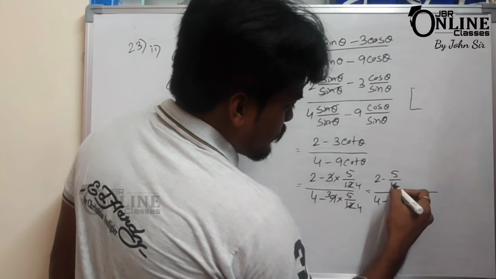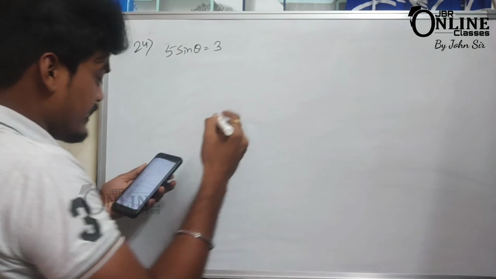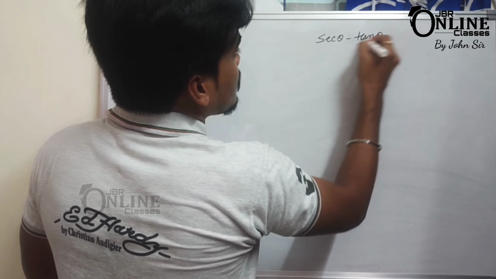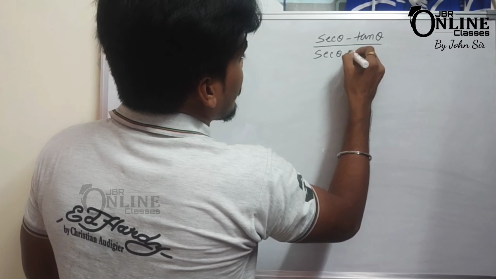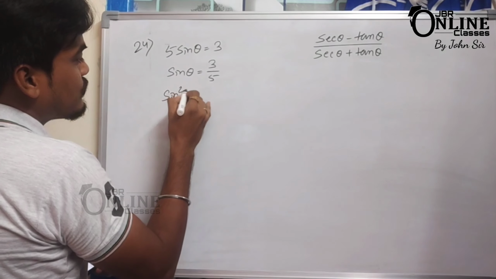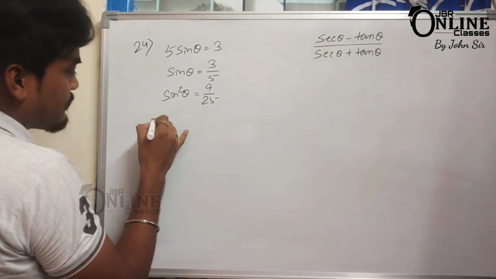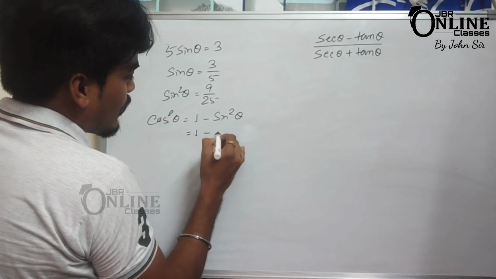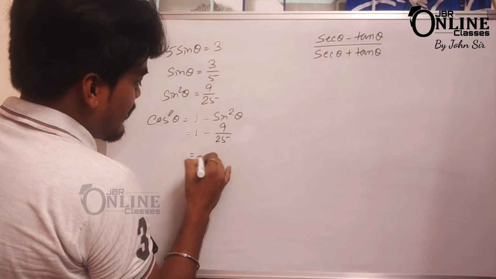Now sum number 24. In sum number 24, 5 sin theta equal to 3, and you have to find out the value of sec theta minus tan theta, then divided by sec theta plus tan theta. Okay, so here sin theta equal to 3 by 5, and then sin square theta equal to 9 by 25. So that means cos square theta equal to 1 minus sin square theta. So 1 minus 9 by 25, and it becomes 16 by 25.